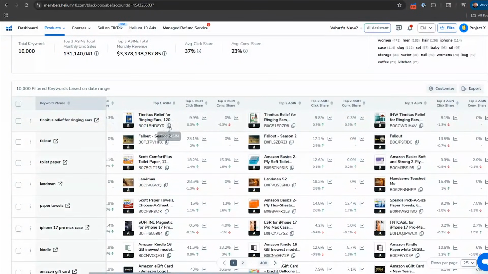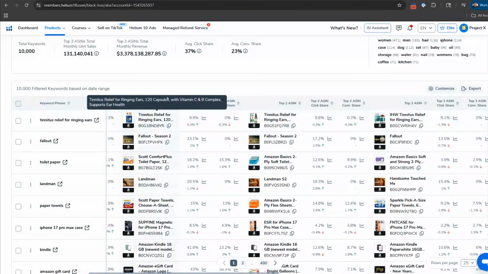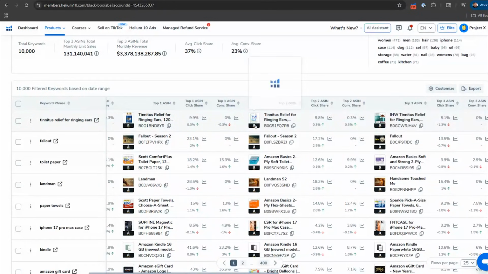I can see the top 3 clicked products right here for last week for tinnitus relief for ringing ears. I can see this supplement was one of the top 3 clicked, and it had 10% of all the clicks. But here's the interesting thing: it had 0% of the conversion. This is telling me that 1 out of 10 people who searched this keyword clicked on this product, but that's like 100,000 people or potentially more, and none of them bought this product, showing that this is not what people are looking for.